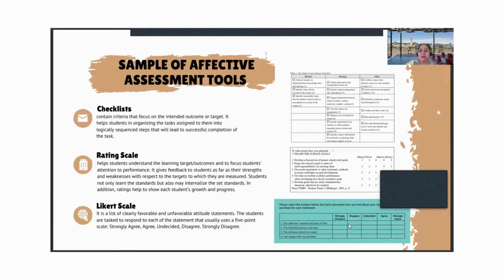Last is the Likert scale. Ito yon. Ito yung sinasabi ko kanina na like strongly disagree, disagree, undecided, agree, strongly agree. So ito yung Likert scale. So yes, this is the samples.